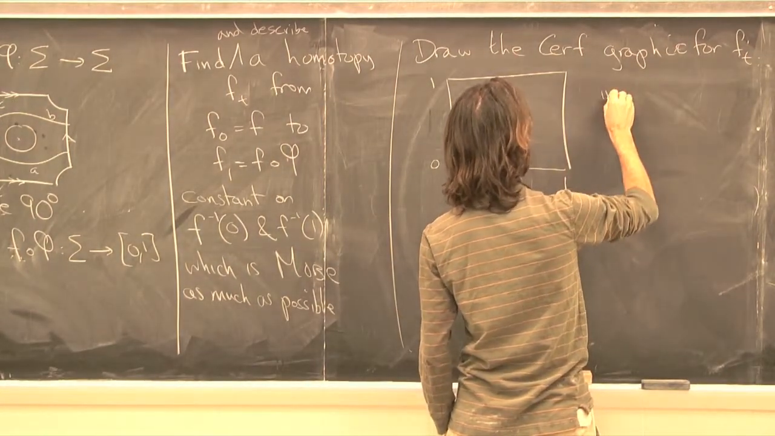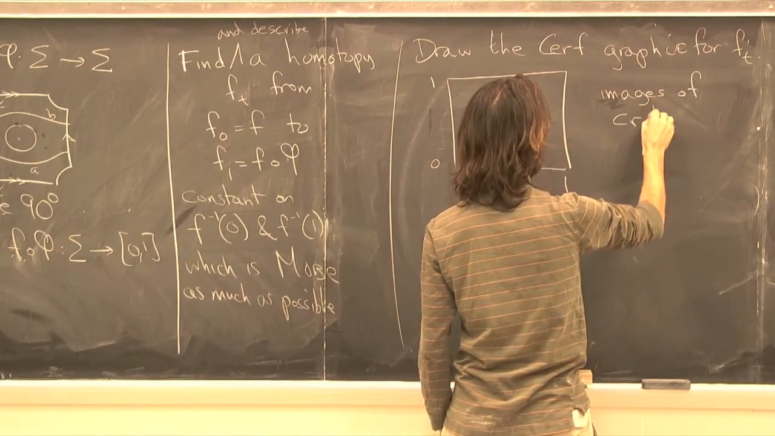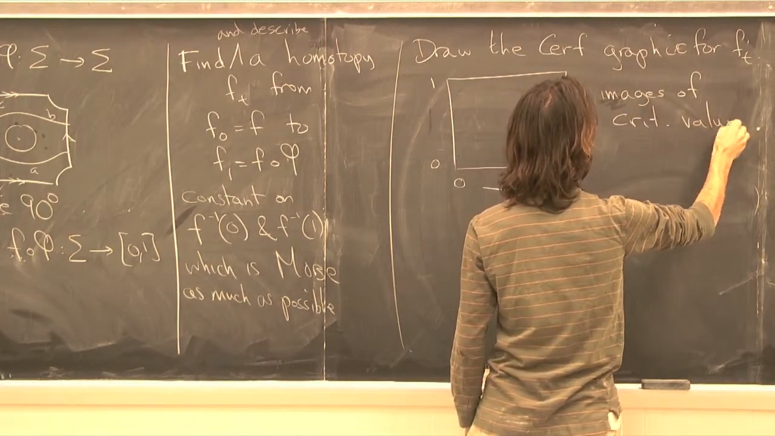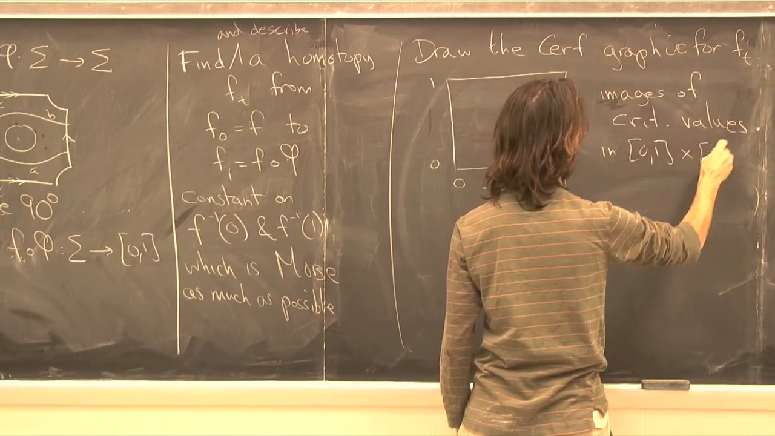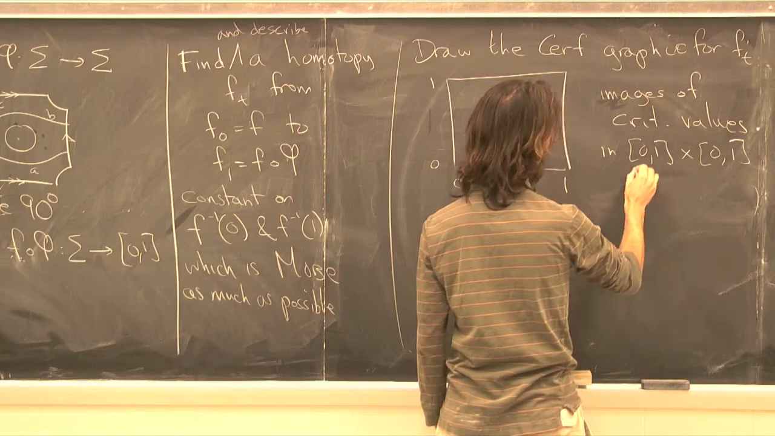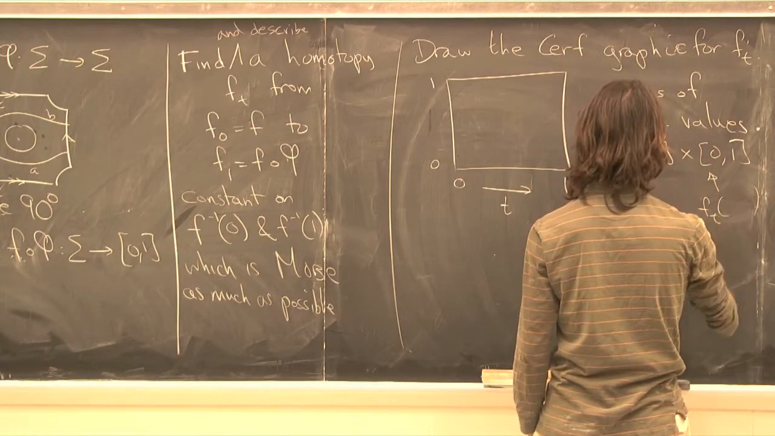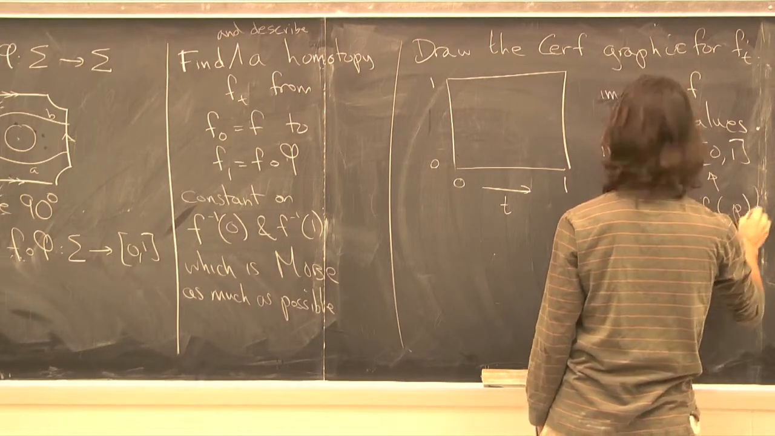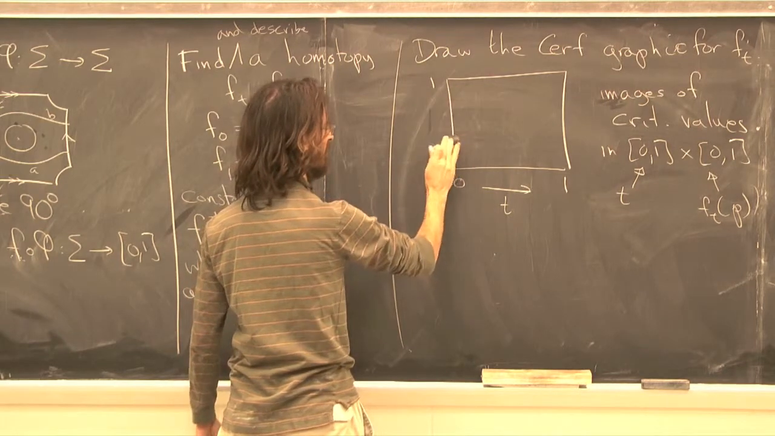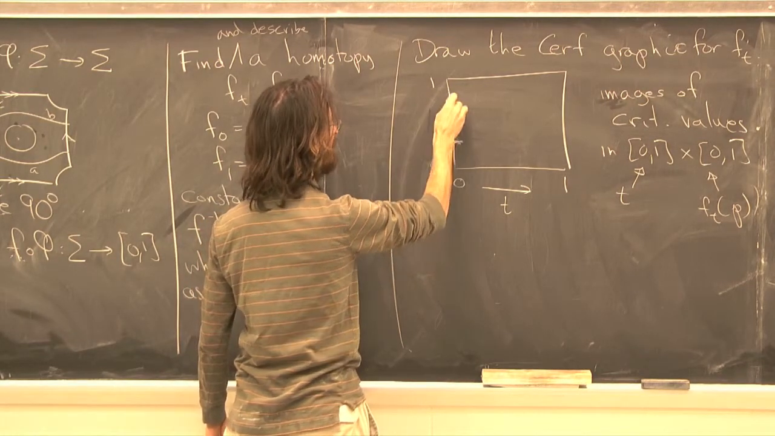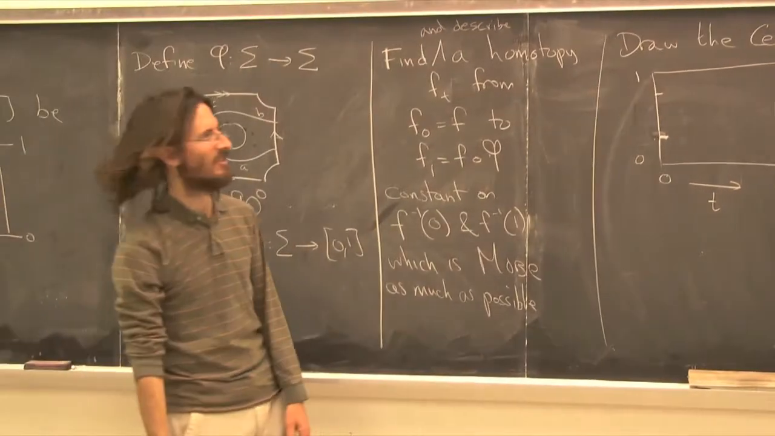This is the image of critical values in [0,1] × [0,1], where this [0,1] is t, and this [0,1] is the values of f sub t. So in other words, it starts out with two critical values. So your surf graph is going to start out like the graph of the critical values, but of course there are things that start out like that.